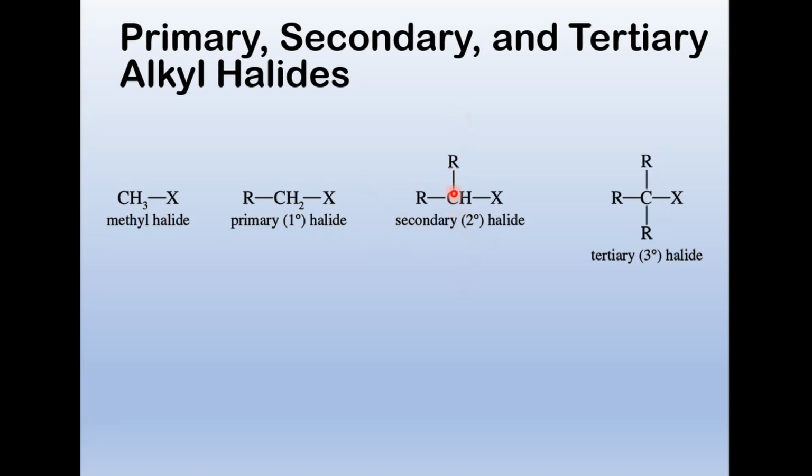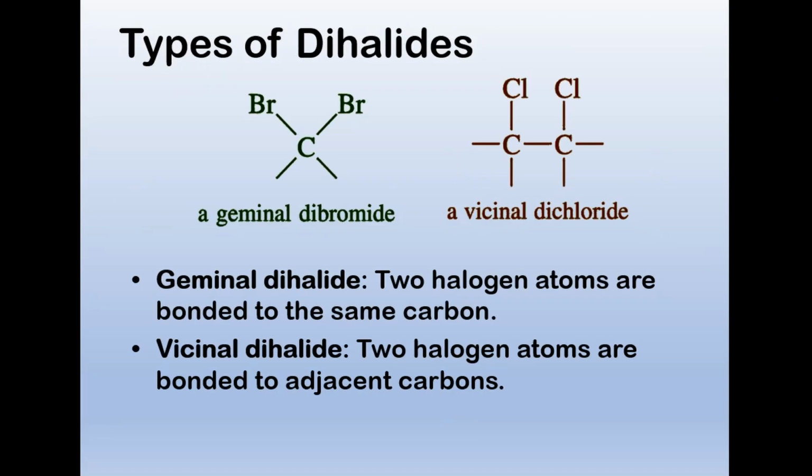Point is, this carbon is bonded to two other carbons. Tertiary alkyl halide here. This halide is bonded to a carbon that's bonded to three other carbons. Makes it tertiary. Well, if we have two halides, we can talk about different types of dihalides.